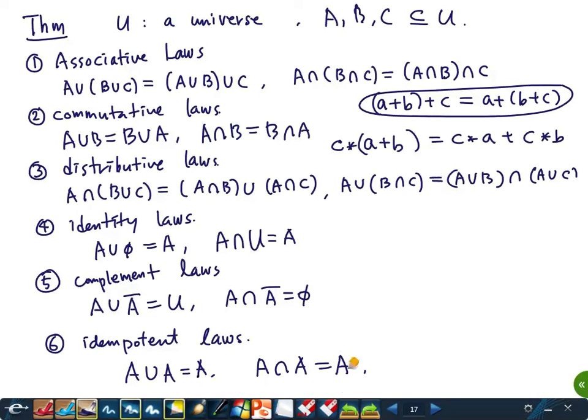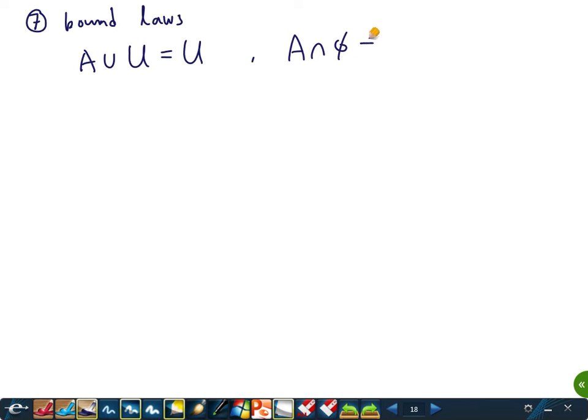There are more to go. I'm not going to prove this, but they are not difficult to prove. You can prove this just by looking at the Venn diagram, the regions of Venn diagrams. That's one way to prove this, or you can use the definition of these two sets being equal. But I'm not going to do that. 7, bound law. They will be quite clear. For instance, A union the universe will be the universe. It has everything. And A intersect the empty set, you can guess it should be the empty set.